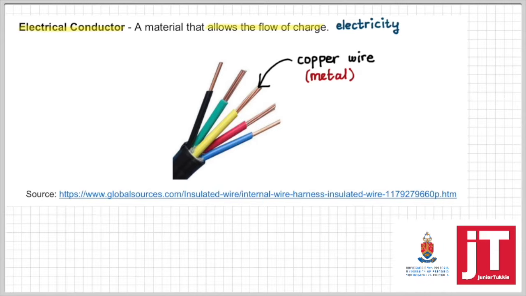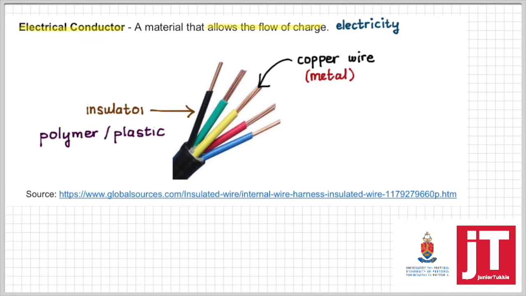Copper is a type of metal, and we therefore say that metals are good electrical conductors. Because of how they are bonded, they easily allow electricity to flow through them. Now, you may have noticed a type of plastic or polymer that surrounds most of our copper wires. This is not done just to make the copper wire look pretty, but has a very important purpose.